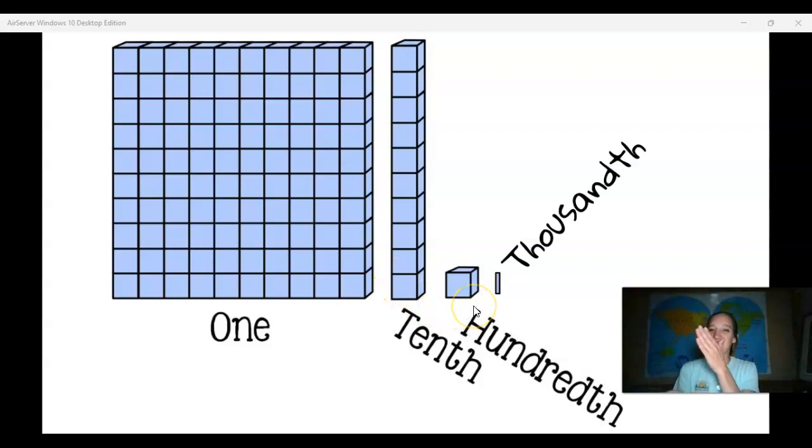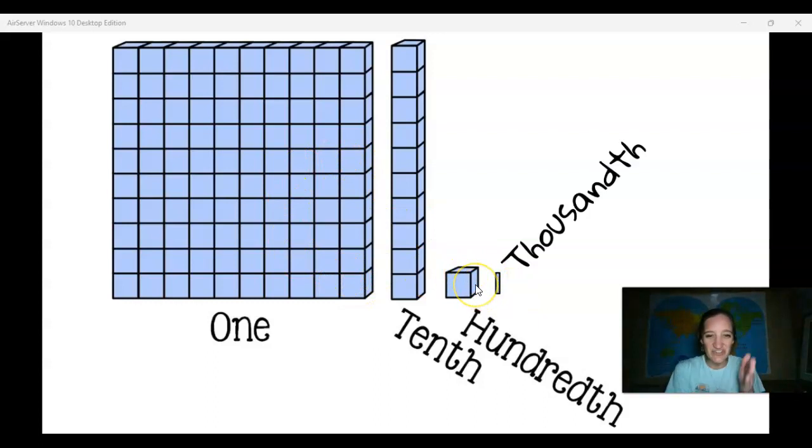If you notice, everything gets 10 times smaller every place value to the right. They're called hundredths because it takes 100 hundredths to make one whole. If we're talking about money, these are like pennies. It takes 100 pennies to make one whole dollar. So we've got one whole, tenths, where it takes 10 tenths to make a whole, and hundredths, where it takes 100 hundredths to make one whole.